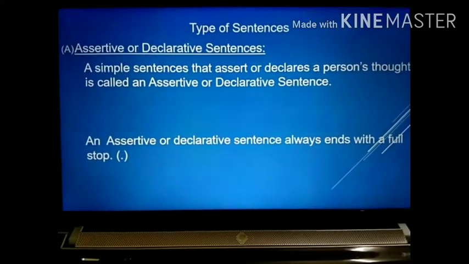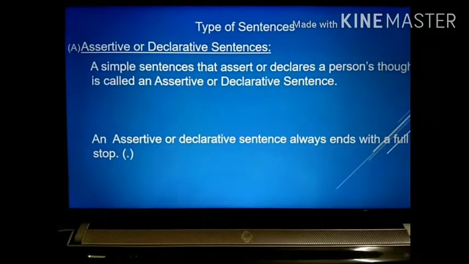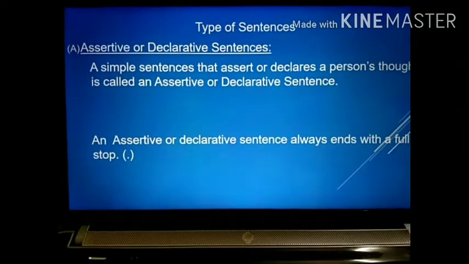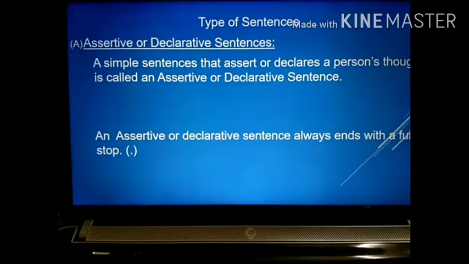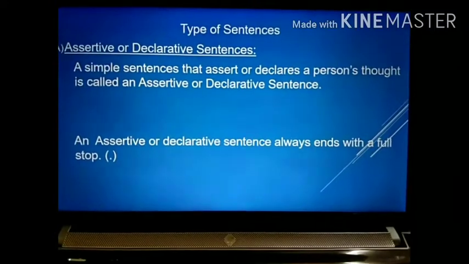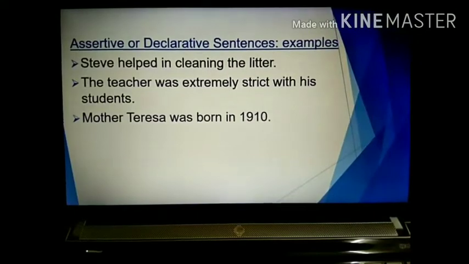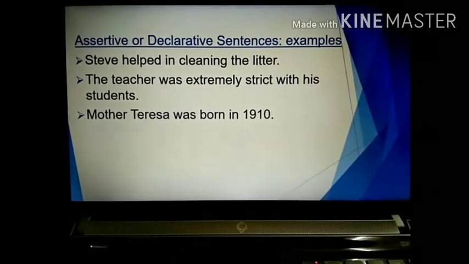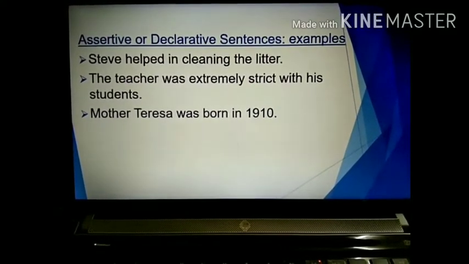What does it mean? Any sentence that states something, tells something or informs something falls under the category of assertive or declarative sentence. An assertive or declarative sentence always ends with a full stop. Let us understand this category of sentence with an example. First, Steve helped in cleaning the litter. What did Steve do? Steve helped in cleaning the litter.